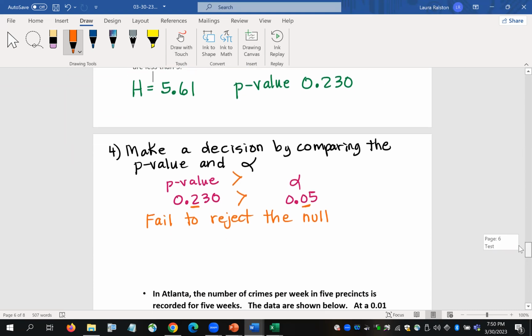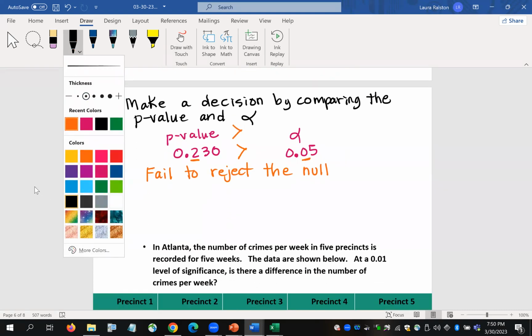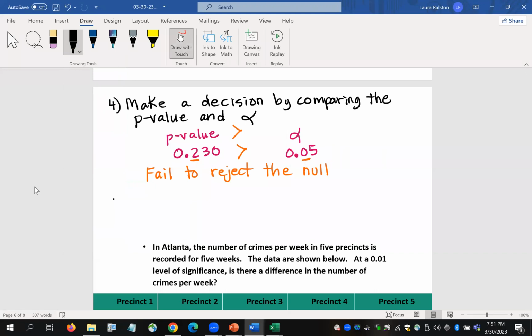If I fail to reject the null, I move on to step 5, where we write our conclusion.